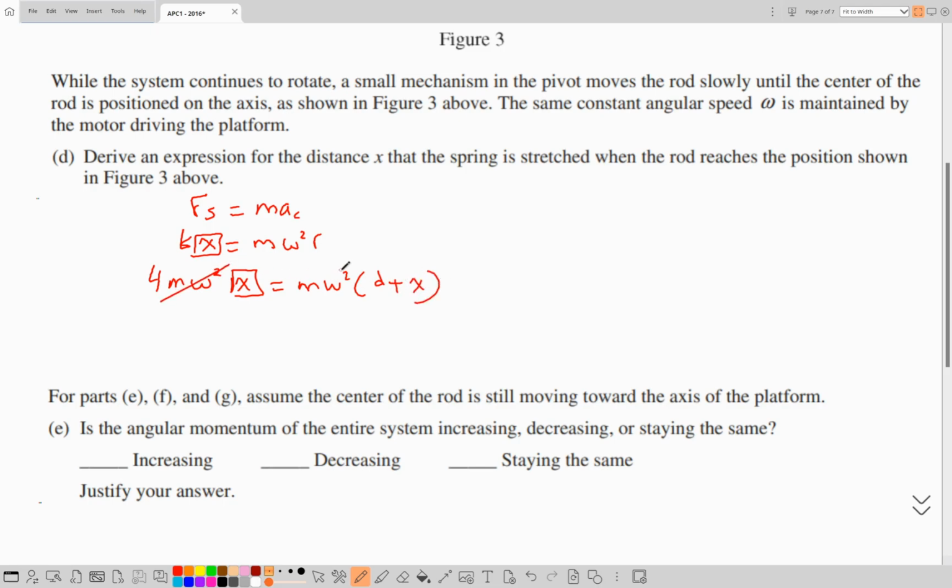Now we can apply the cancellation effect. Then 4x is equal to d plus x. Now what's the type of this equation? This is a linear equation. Then 3x is equal to d, which makes it that x is d over 3.